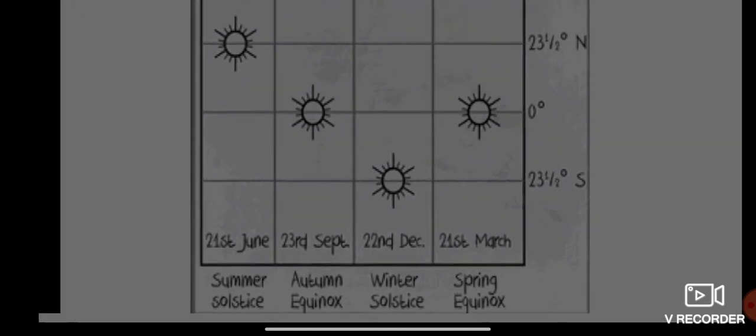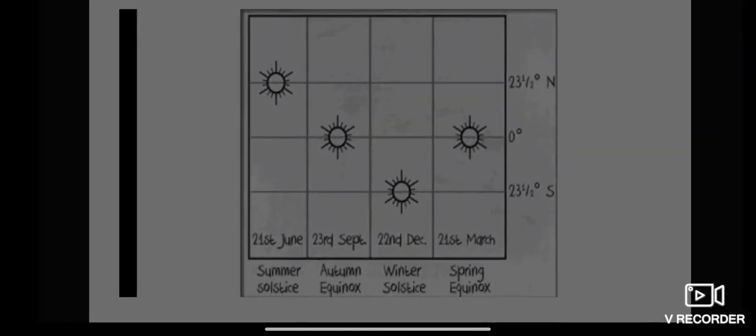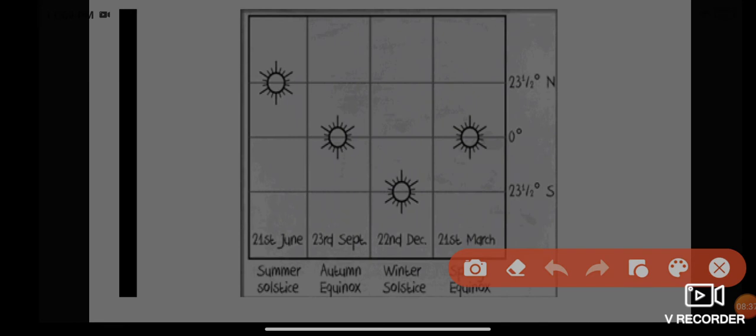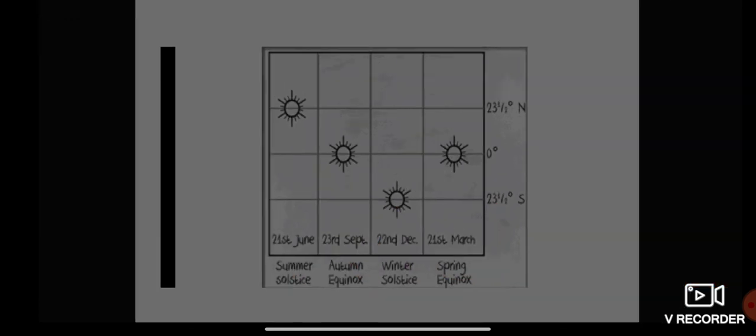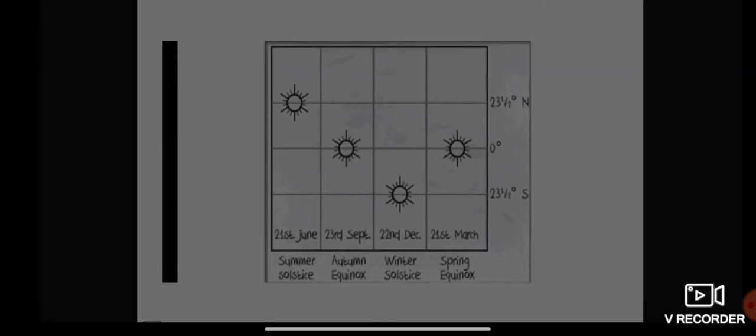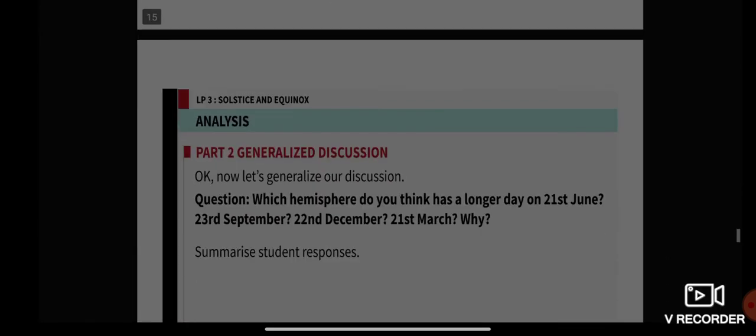This is how you can remember it. 21st June, summer solstice. 23rd September, autumn equinox. 22nd December, winter solstice. 21st March, spring equinox. So this diagram, please don't forget.